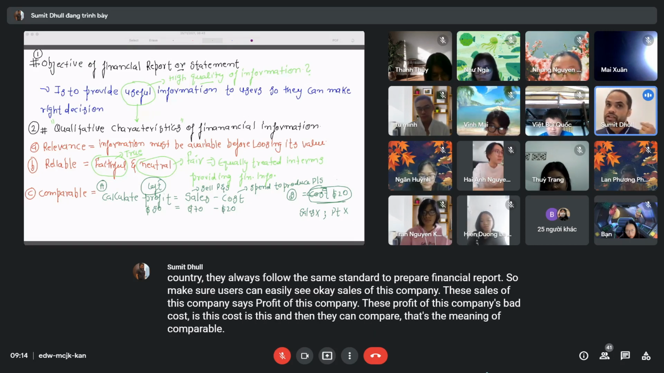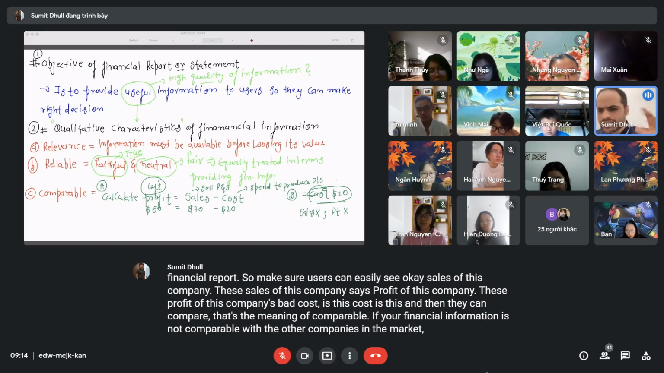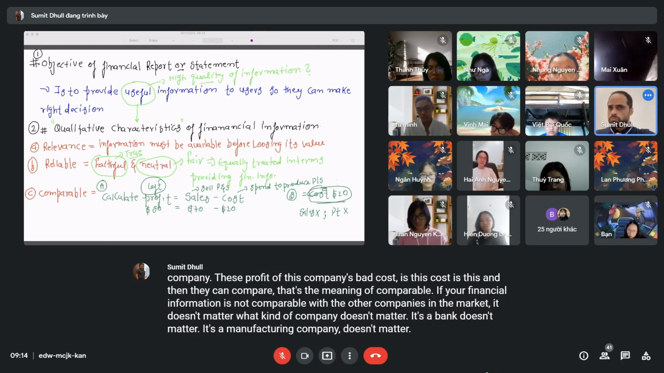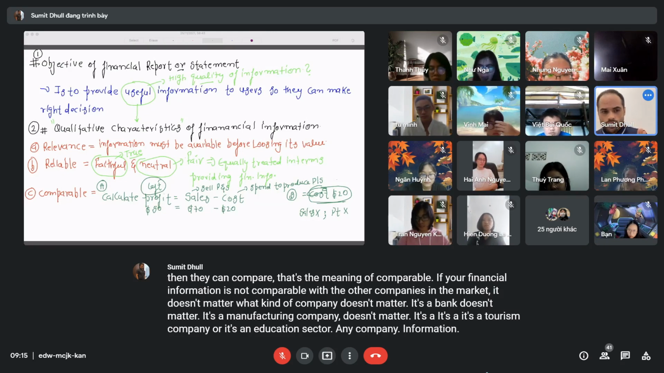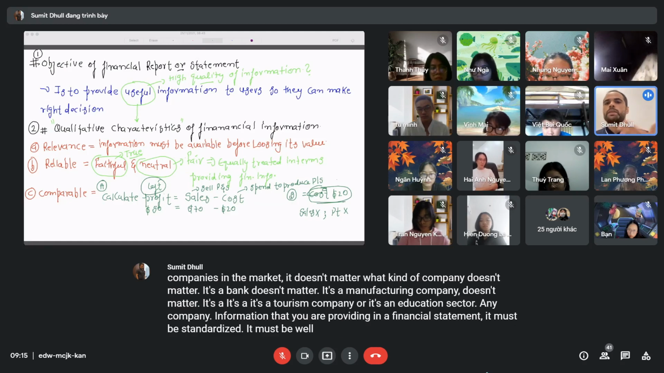If your financial information is not comparable with other companies in the market, it doesn't matter what kind of company, whether it's a bank, a manufacturing company, a tourism company or an education sector, any company, the information that you are providing in a financial statement must be standardized. It must be well structured, the way other people are following.